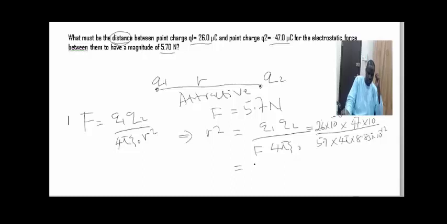When we evaluate this, we are going to get a value of 0.518 meter squared, which will give us r, by taking the square root of this, to be around 0.72 meter. So this is the distance between the two charges of magnitude 26 microcoulomb and 47 microcoulomb, where a force of 5.7 newton can exist between them.